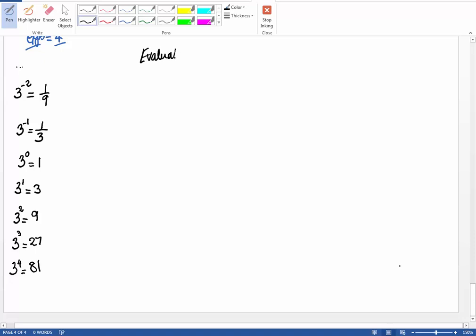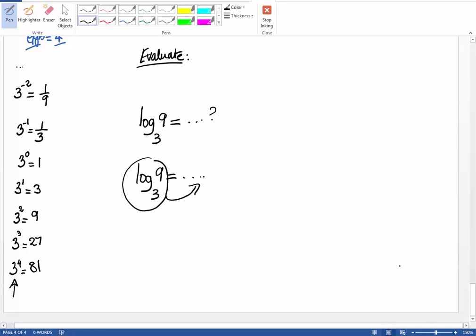So let's say I wanted you to do the following. I want you to evaluate a few logs, and I'm going to stick with base 3 since we practiced right here, but you could do that for any base. Let's say I ask you to find what is log base 3 of 9. So what that means is the following. I'm looking for something which is an exponent. I know a log is an exponent. So I'm looking for an exponent. What do I know about this exponent?